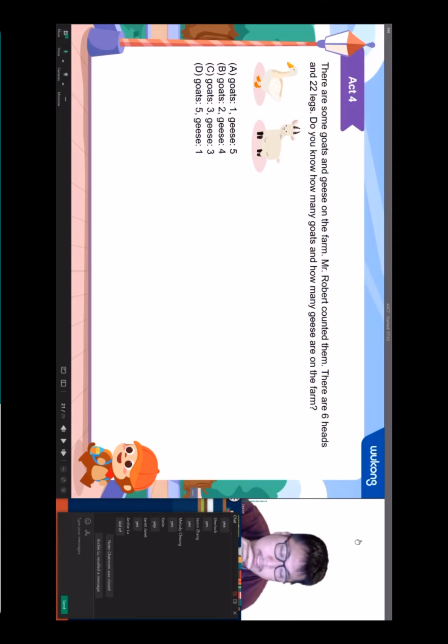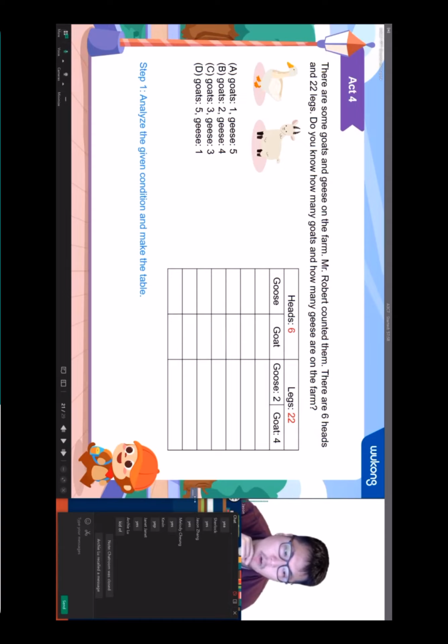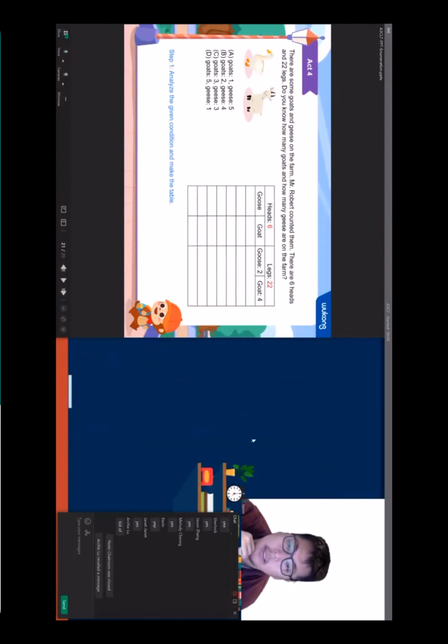For this question, guys, I'll show you the table. Okay, so you can copy this table if you're not too sure how to make a list. So everybody can start now.